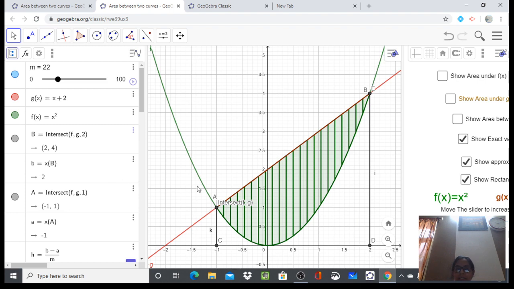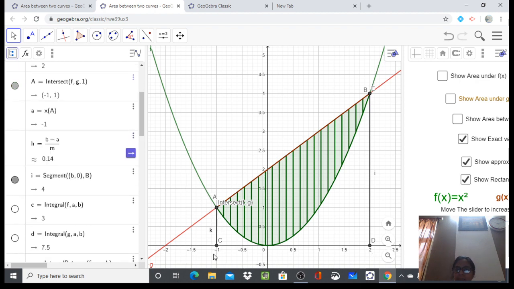So I have labeled these points C and D as the x coordinates of A and B. And then I have generated a line. This is the line. B is equal to the x coordinate of B, that means 2. So this length is 2, and A is equal to the x coordinate of A, that means -1. So we have to find the area between x is equal to -1 to 2. So we have the limit of integral -1 to 2. A gives the lower limit, this is -1, and this gives the upper limit, which is 2.